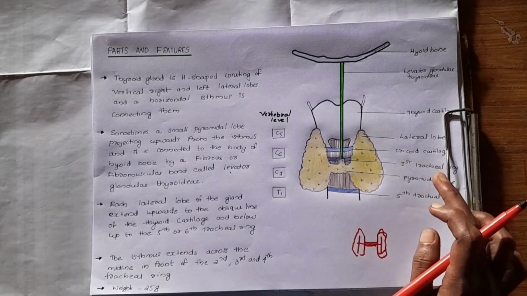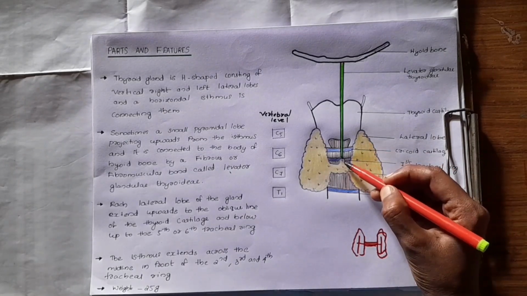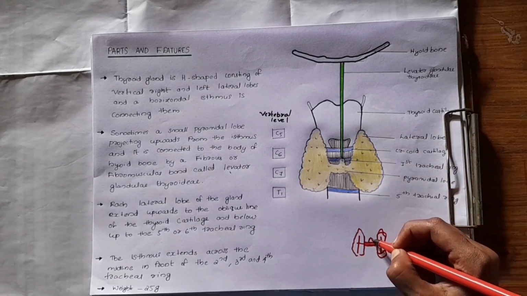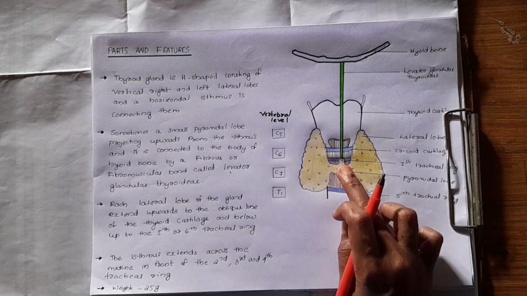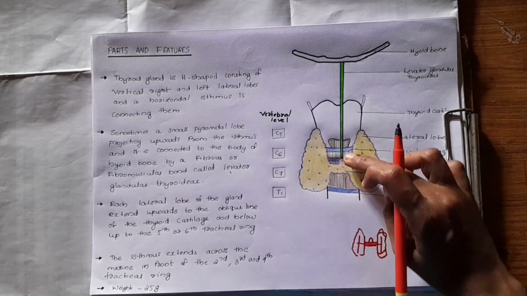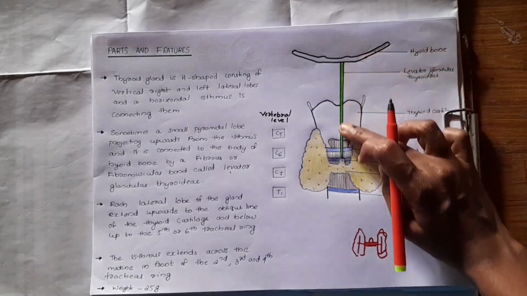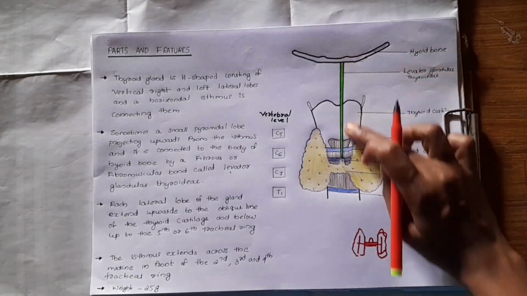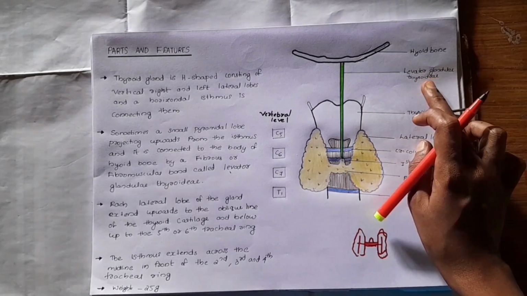And the next point is sometimes a small pyramidal lobe. This is the pyramidal lobe, just like this. Sometimes a small pyramidal lobe projects upwards from the isthmus, and it is connected to the body of the hyoid bone by a fibrous or fibromuscular band called levator glandulae thyroideae.